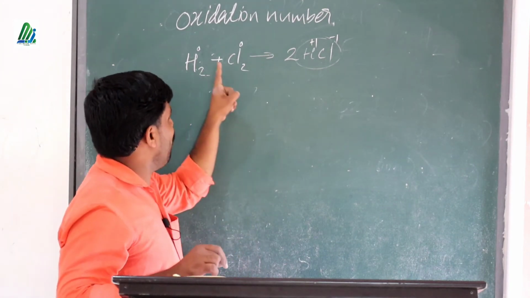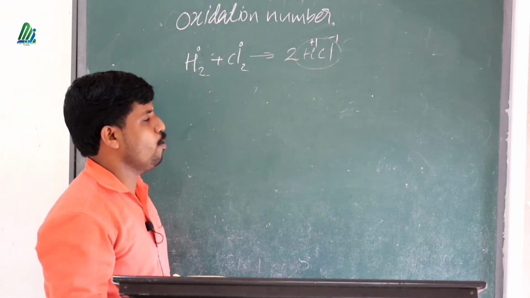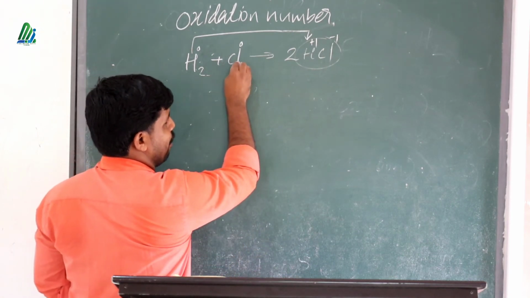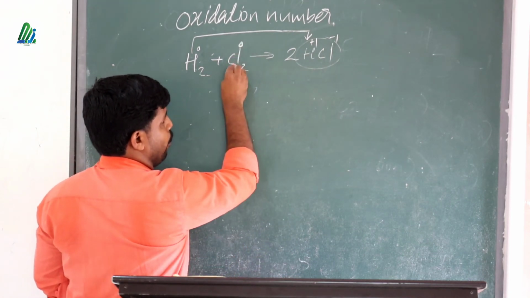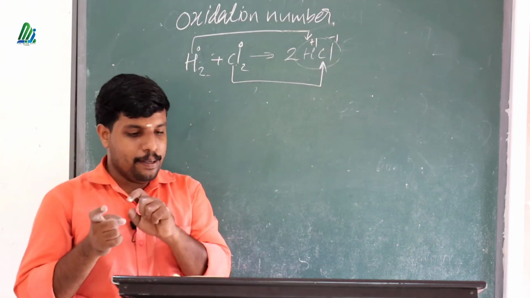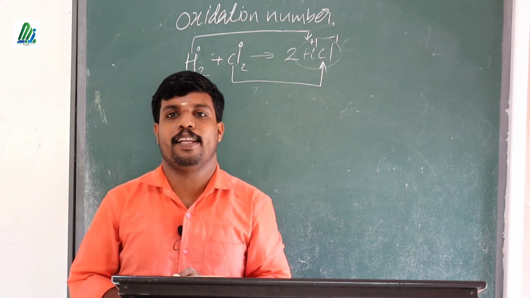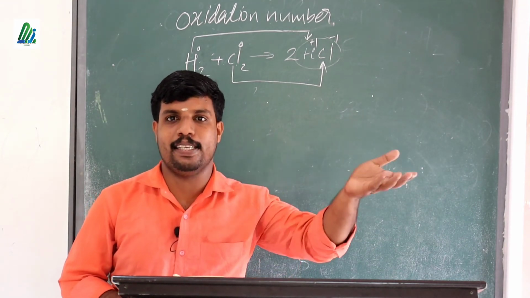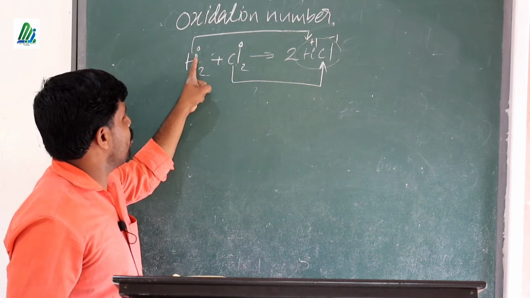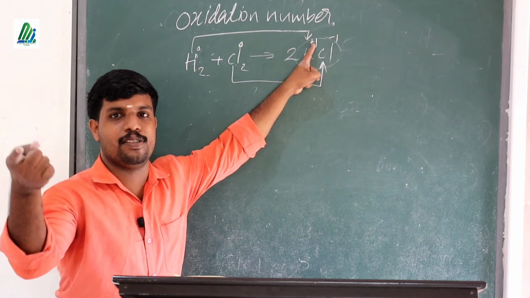Before the reaction, what is the oxidation number of hydrogen? 0. And after the reaction, what is its oxidation number? Please look, it is +1. Then before the reaction, what is the oxidation number of chlorine? 0. And after the reaction, what is its oxidation number? -1. These are the things. Then if the oxidation number increases after the reaction, that is oxidation. So hydrogen's oxidation number is 0, and it increased to +1.